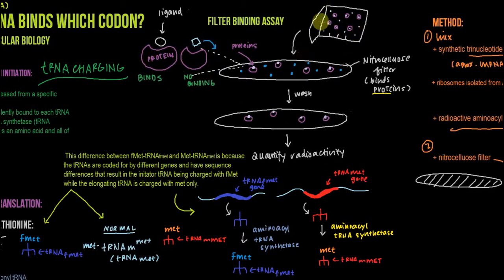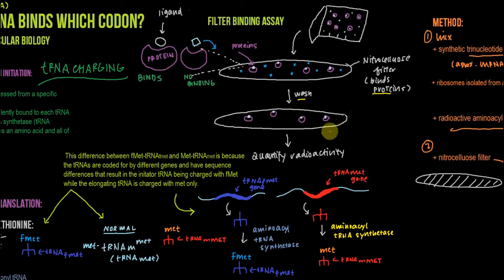So they create this mixture, and they pour it on the nitrocellulose filter. The proteins bind to the nitrocellulose filter, and by extension, so does anything else bound to the protein. Anything that's not bound to the protein will just flow right through, or after you wash the filter, will just be removed.